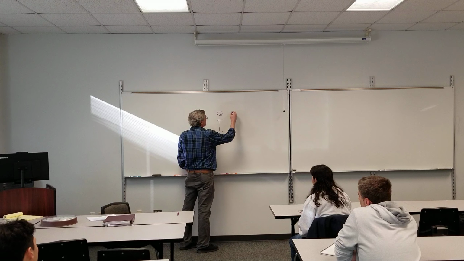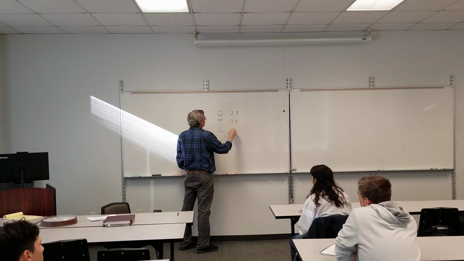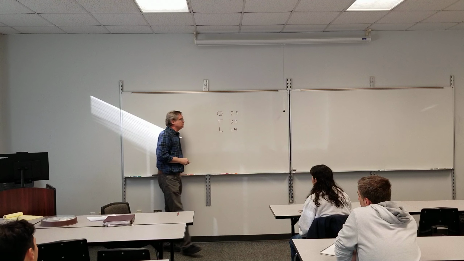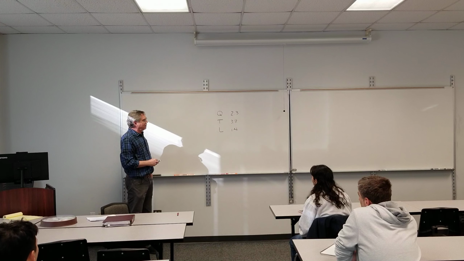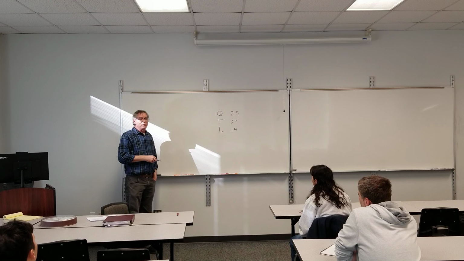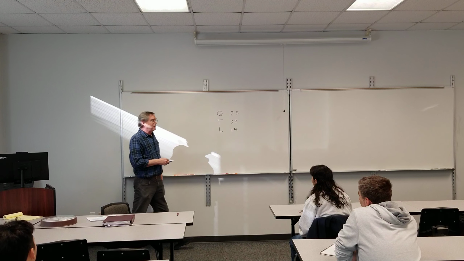So let's say that your quiz average is 2.3, your test average is 3.7, and your lab average is 1.4. This is out of a 4-point scale. Or out of 100, the average would still be the same, just the meaning would be different.